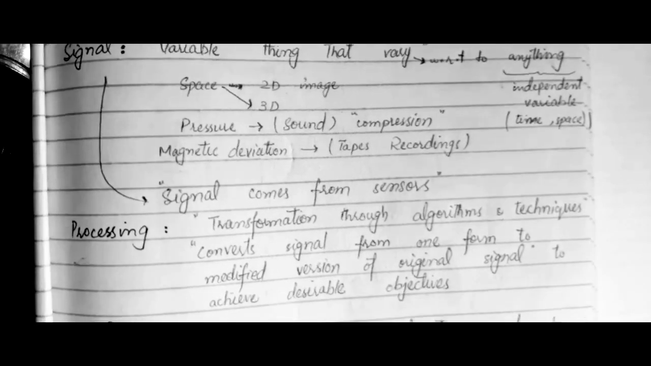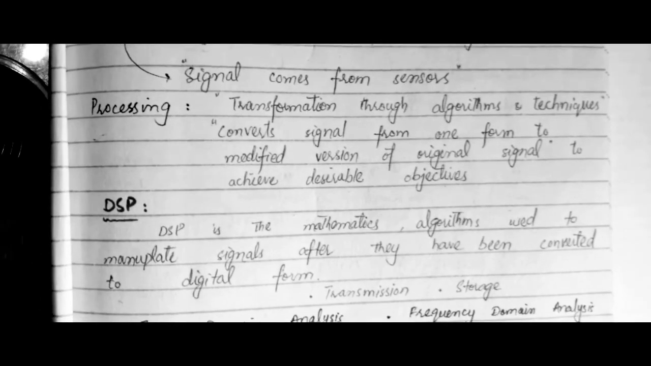Now, overall, DSP is the mathematics and algorithms used to manipulate signals after they have been converted to digital form. Transmission, storage devices, time domain analysis, and frequency domain analysis are some examples of DSP. In time domain and frequency domain analysis, we have filtering. Filtering includes FIR, finite impulse response, IIR, infinite impulse response, and adaptation.